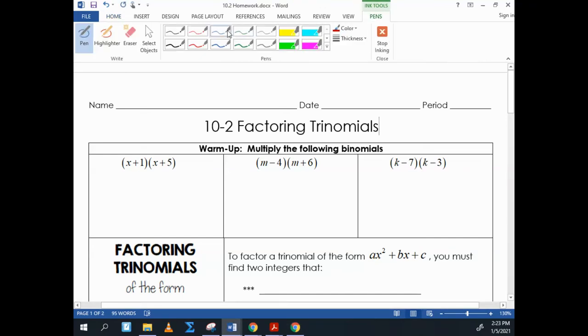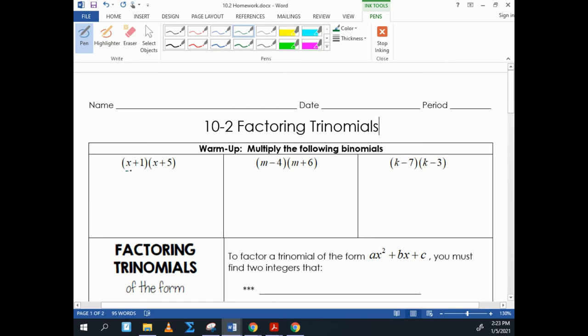All right, welcome back. We're now in Unit 10-2. So this is our second day of factoring, and this time we're going to be factoring what we call trinomials. Now, a trinomial is just something that has three terms. When we factor trinomials, we're going to turn them back into two binomials.